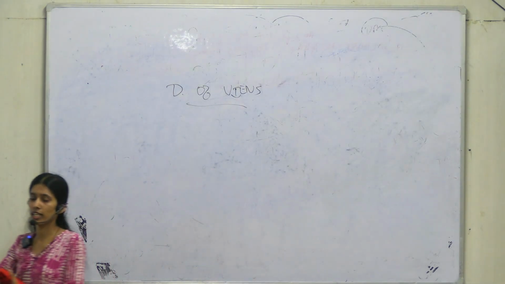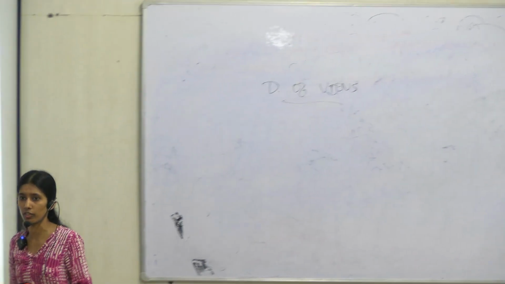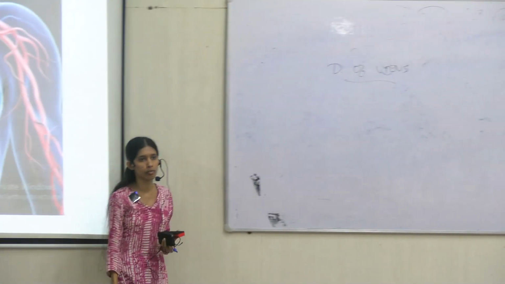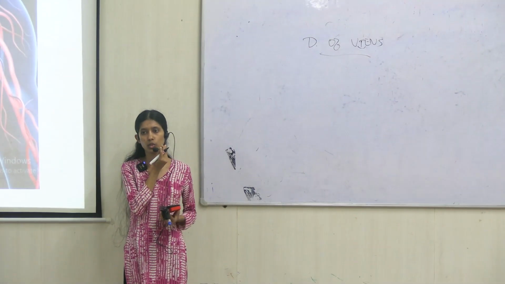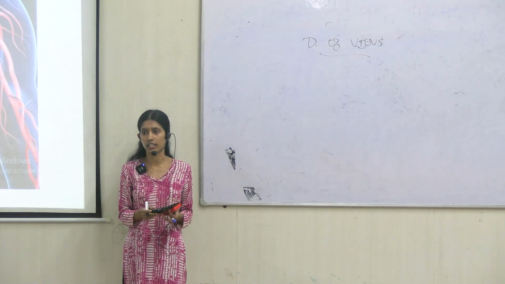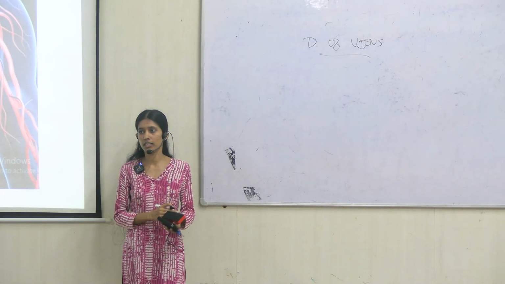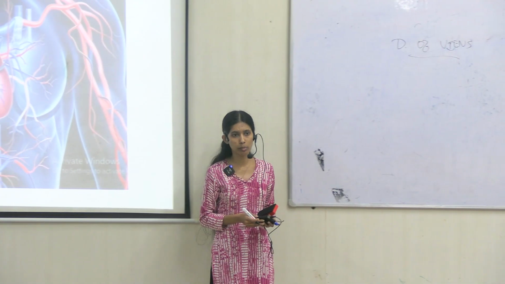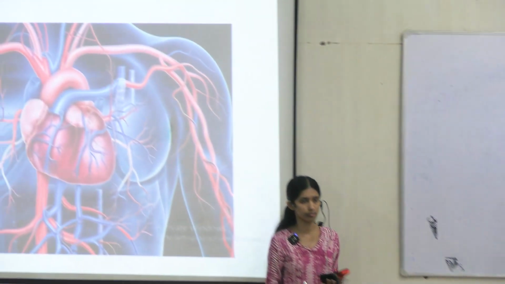In this session, we are starting with the development of different veins in the body, okay? In the last session, we have seen the development of aortic arches and also the derivatives of aortic arches. There we have seen how the different arteries of the body have developed. In this session, we are starting with the development of different veins, mainly the inferior vena cava.